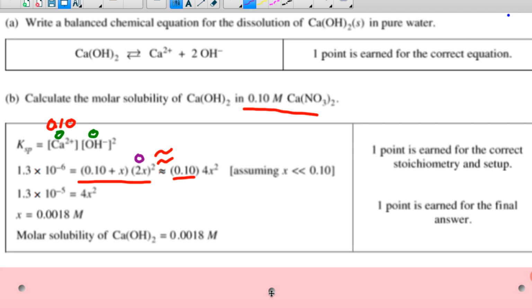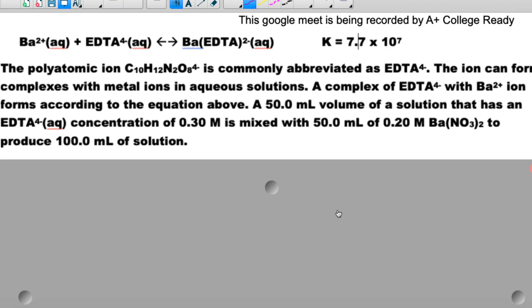The one we did previously was magnesium hydroxide, and it started with 0 of the magnesium and 0 of the hydroxide. The only difference here is this one started with some calcium ion already. As you read the question, you're like, I'm not even sure what it's asking.